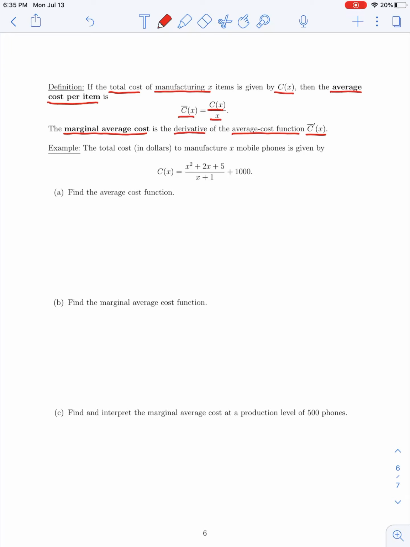So in our next example, we are given the following. The total cost in dollars to manufacture x mobile phones is given by the cost function C of x, which is a quotient of two polynomials plus 1,000. So in part A of this example, we are asked to find the average cost function. So recall that the average cost function, by definition, is the function C bar of x, which is found by taking the total cost of producing x mobile phones and dividing by the number of phones produced, x.